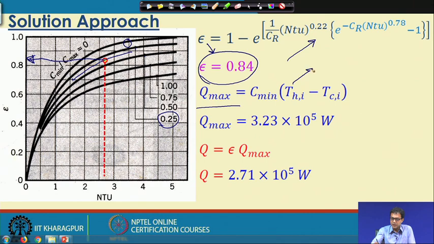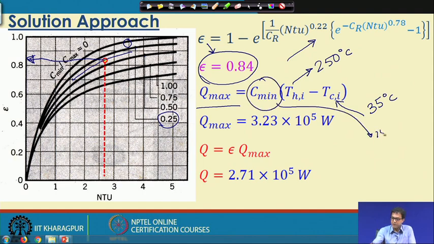What is the hot entry? This is 250 degrees centigrade, and the cold fluid remains the same, 35 degrees centigrade. And this C min we have seen to be 1500 watt per Kelvin. Accordingly we can find this Q max, and that will come out to be 3.23 into 10 to the power 5 watt.